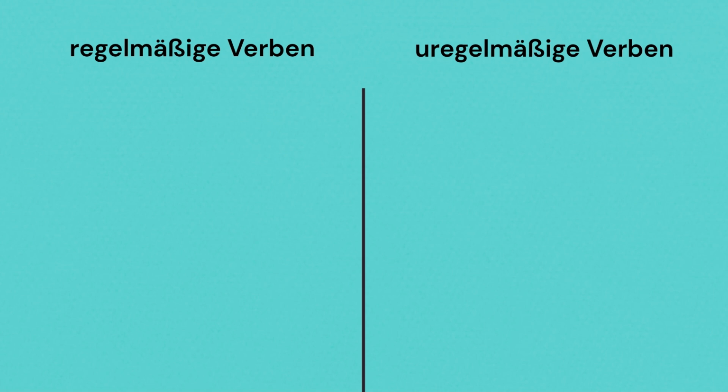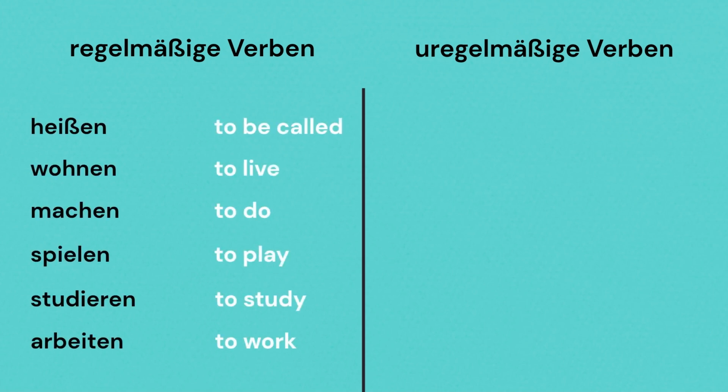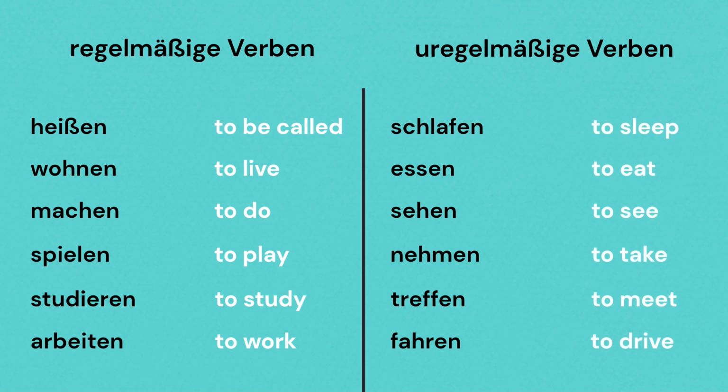Regelmäßige Verben: heißen, wohnen, machen, spielen, studieren, arbeiten. Unregelmäßige Verben: schlafen, essen, sehen, nehmen, treffen, fahren.